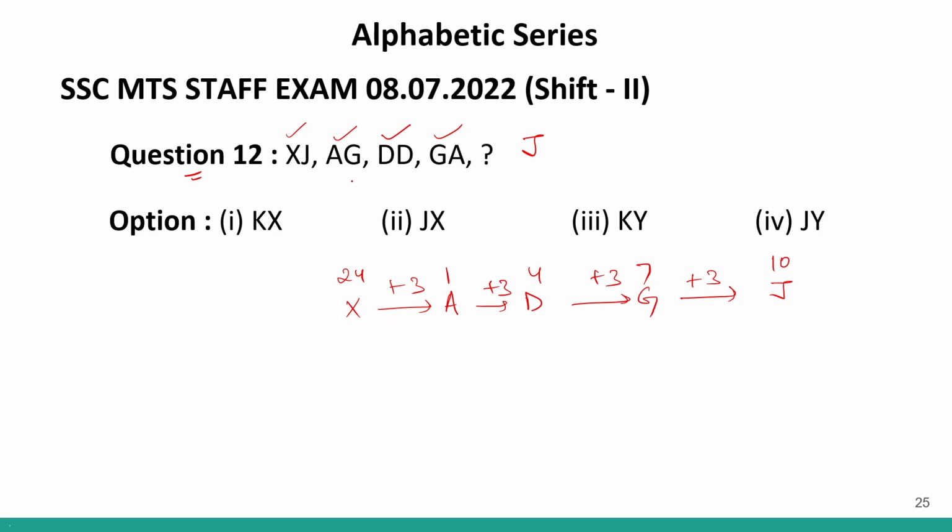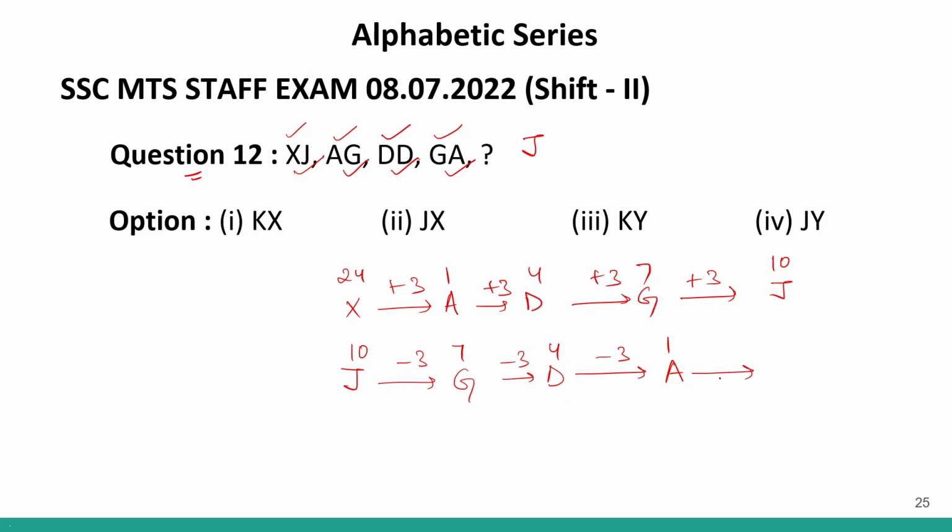Okay. Moving on to the next letters, J, G, D and A. So J is how much? J is 10, G is 7, this is 4 and this is 1. So this is minus 3, this is also minus 3 and this is also minus 3.